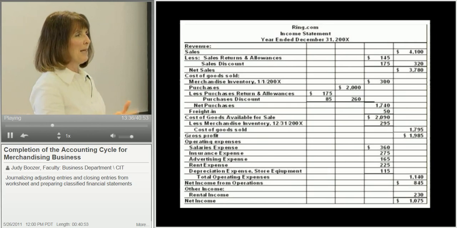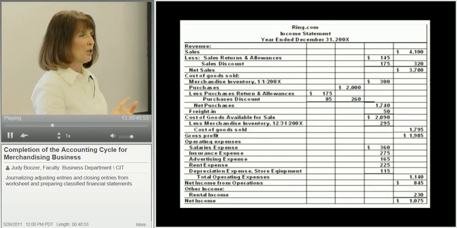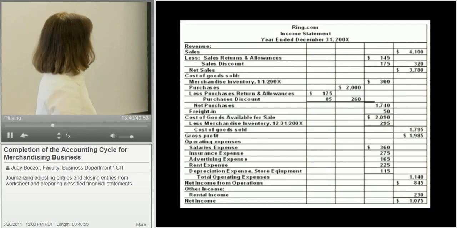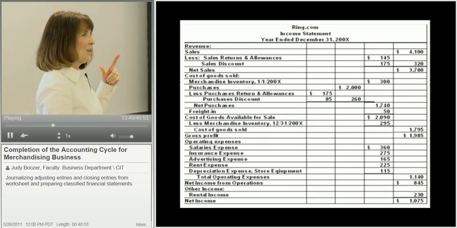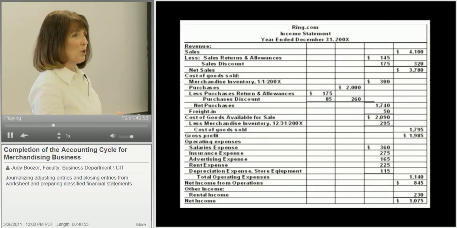Same way we figured net sales, subtracting the 2 contra accounts. Now, that net purchases amount gets added to something called freight in, which is the shipping charges that are associated with the merchandise that we purchase.